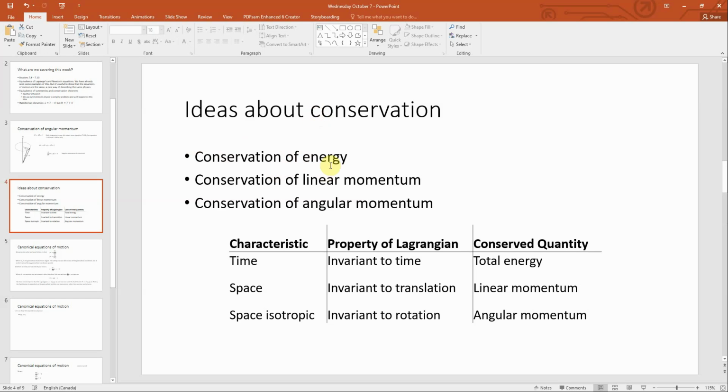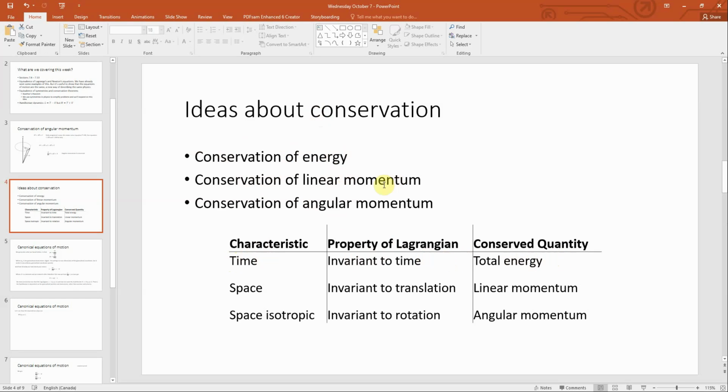So this is to talk about ideas of conservation. We had the conservation of energy before, and that was when the system was invariant to time. So we would translate the Lagrangian by some time, and we found that there was no change to the Lagrangian. If that's the case, we have to have total energy being conserved.